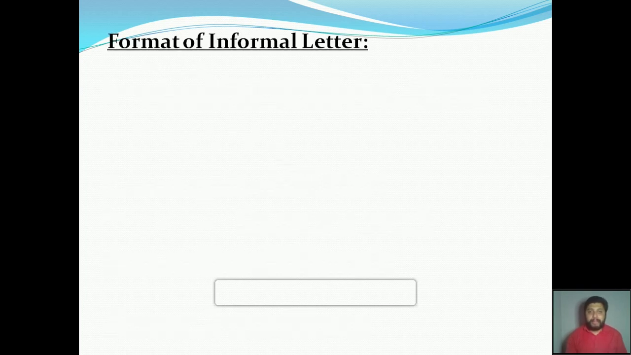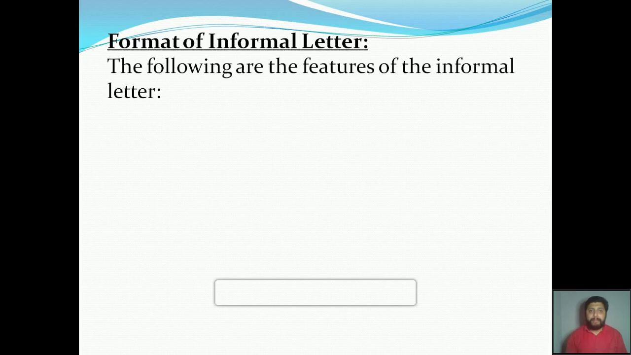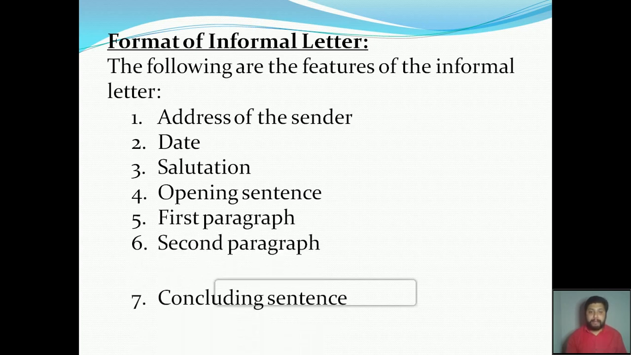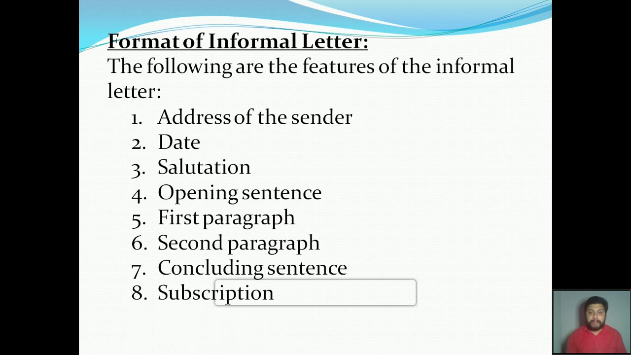Format of informal letter. The following are the features of the informal letter. First of all, address of the sender, then date, salutation, opening sentence, first paragraph, second paragraph, concluding sentence, subscription, and finally signature. These are the 9 different elements of an informal letter. Let's discuss each one of these points in detail.